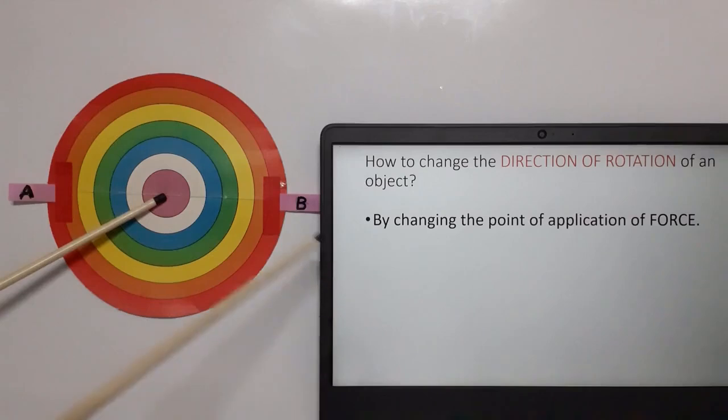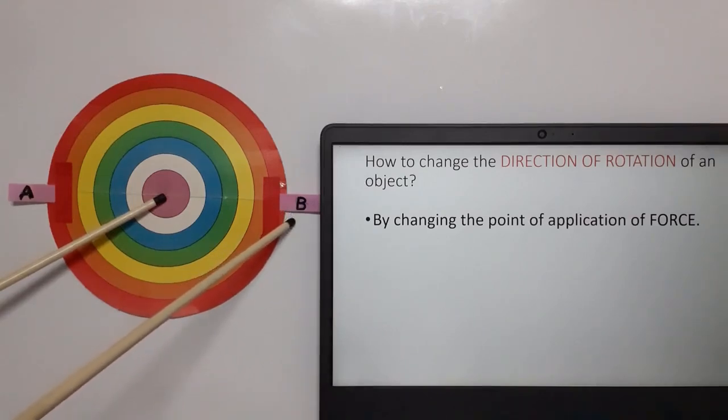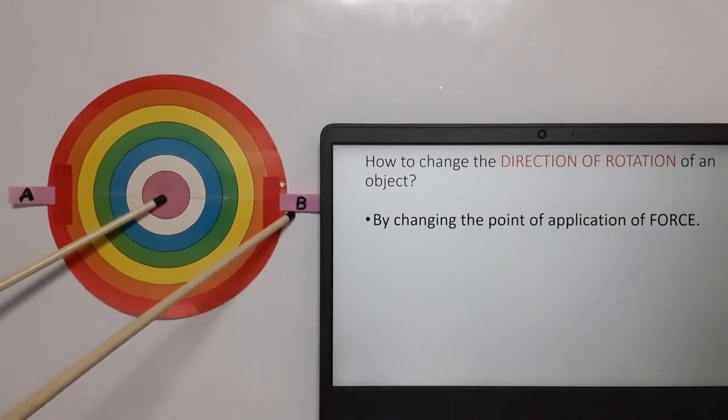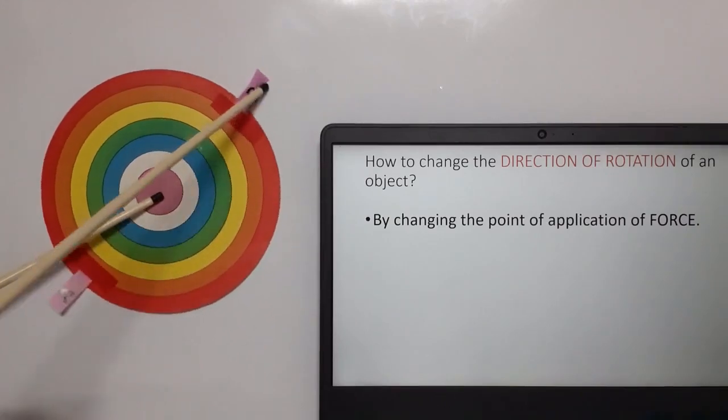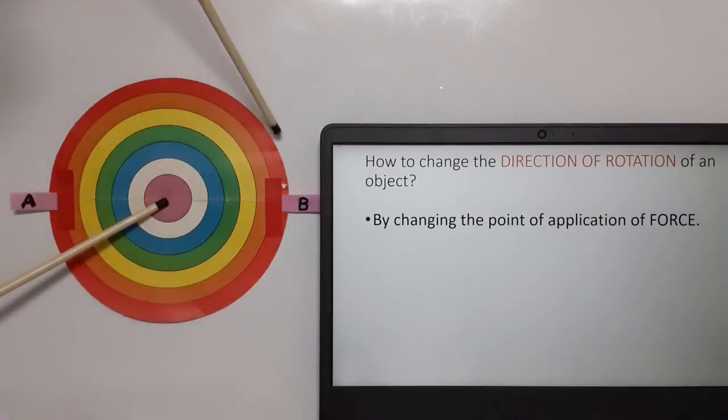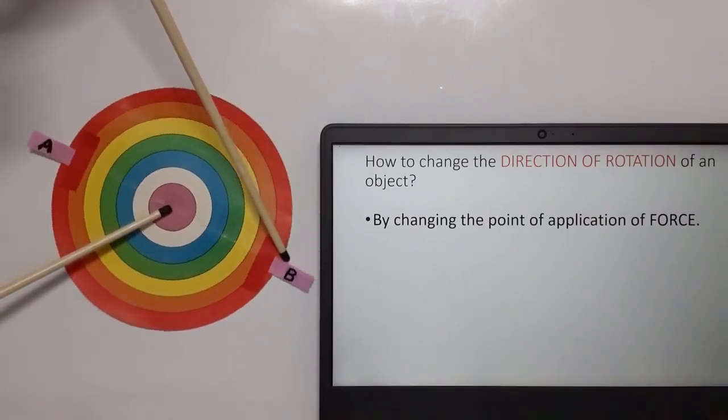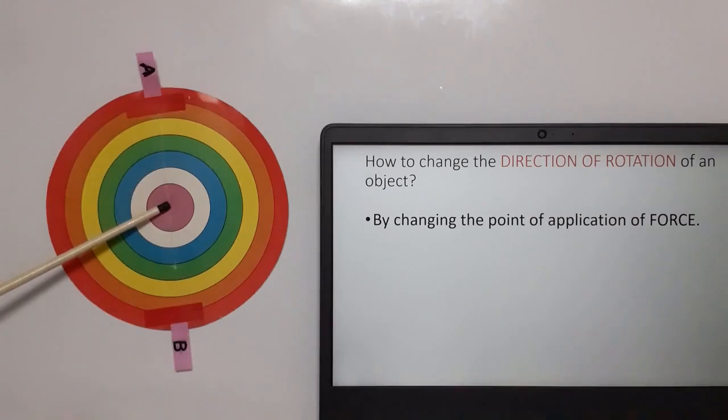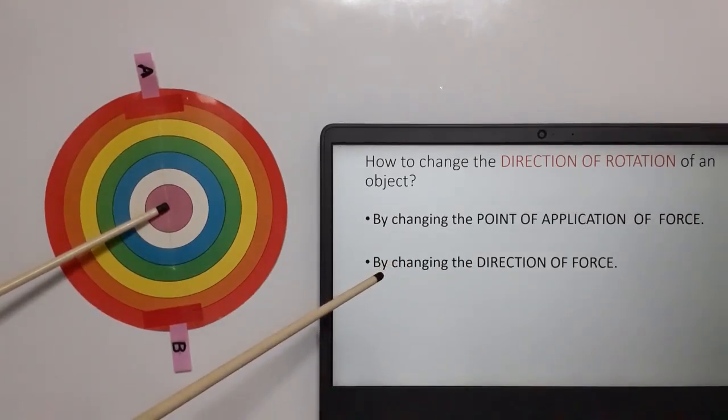Second method, I'm going to apply two forces at point B. First time I'm applying force in upward direction. So I got anti-clockwise turning effect. Second time I will apply force at same point in downward direction. So I'm getting clockwise turning effect. So what is the second method? By changing the direction of force.